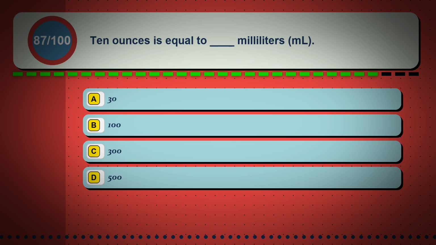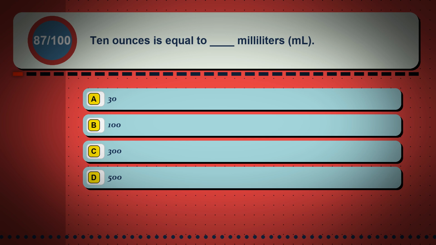Question 87. 10 ounces is equal to blank milliliters, mL. Option A. 30. Option B. 100. Option C. 300. Option D. 500.